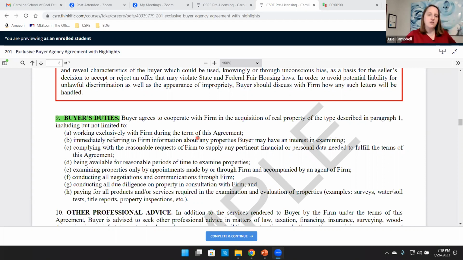Being available for reasonable periods of time to examine properties. This is why we need a flexible schedule. Not all buyers work when you don't. Some buyers work Monday through Friday, 8 to 5. Some work third shift. Some work weekends. So we need to be flexible so we can work around their schedule and show them property.